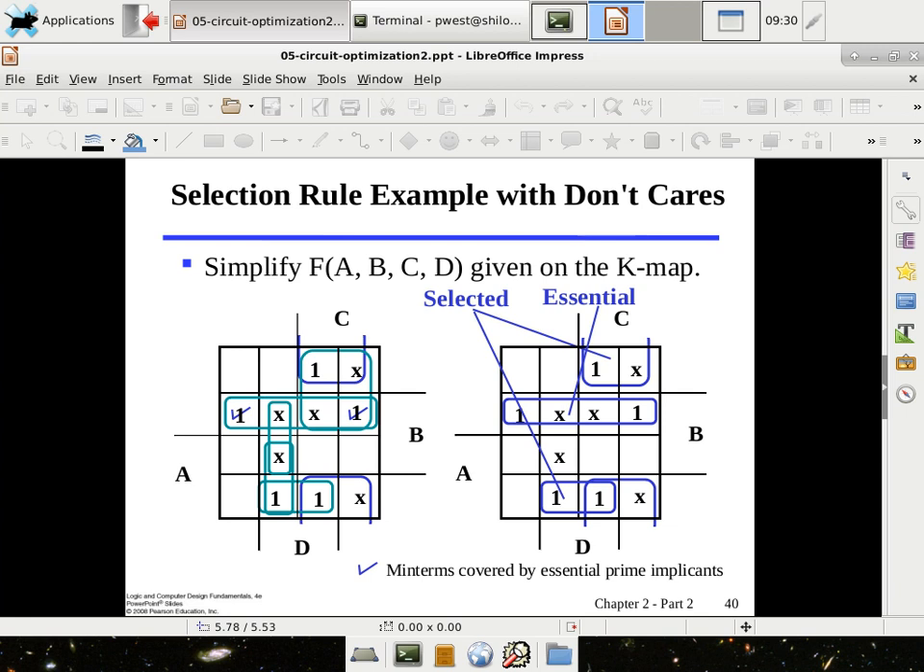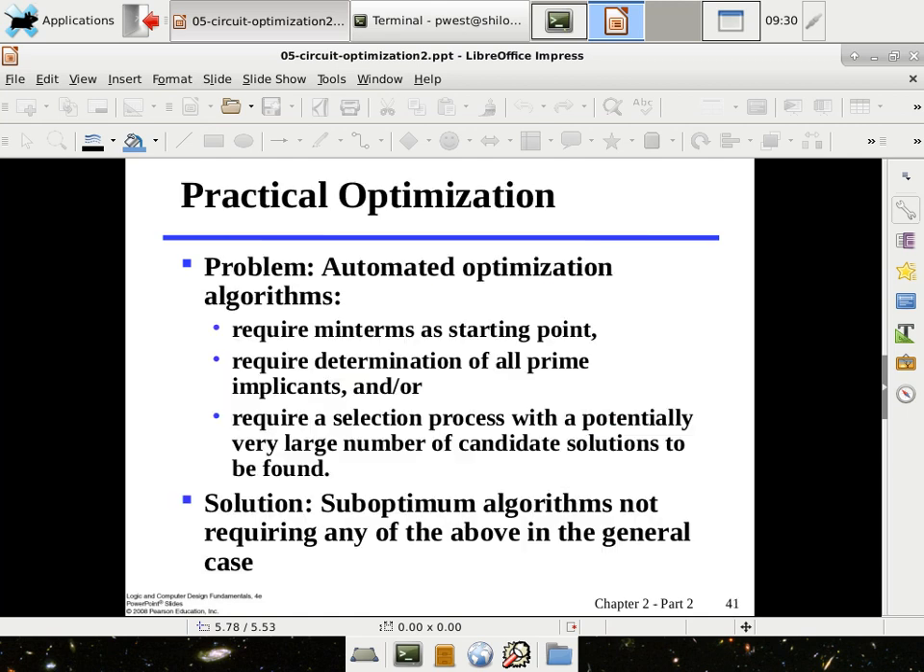Unfortunately, choosing the selected ones is not an easy task. What's that? We left out one of the X's. That's fine, because we don't care if it's included or not. Don't cares can be included or not. Not important. All right.